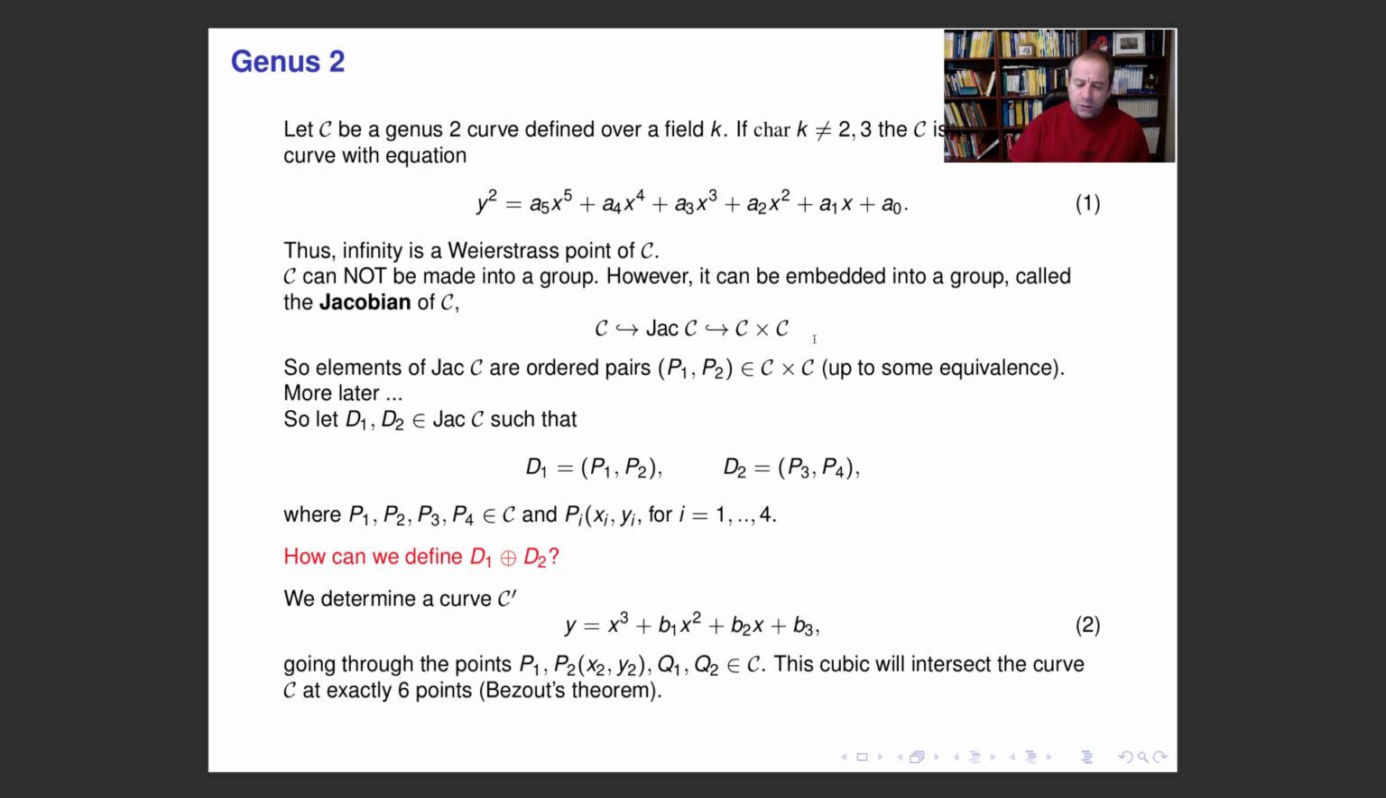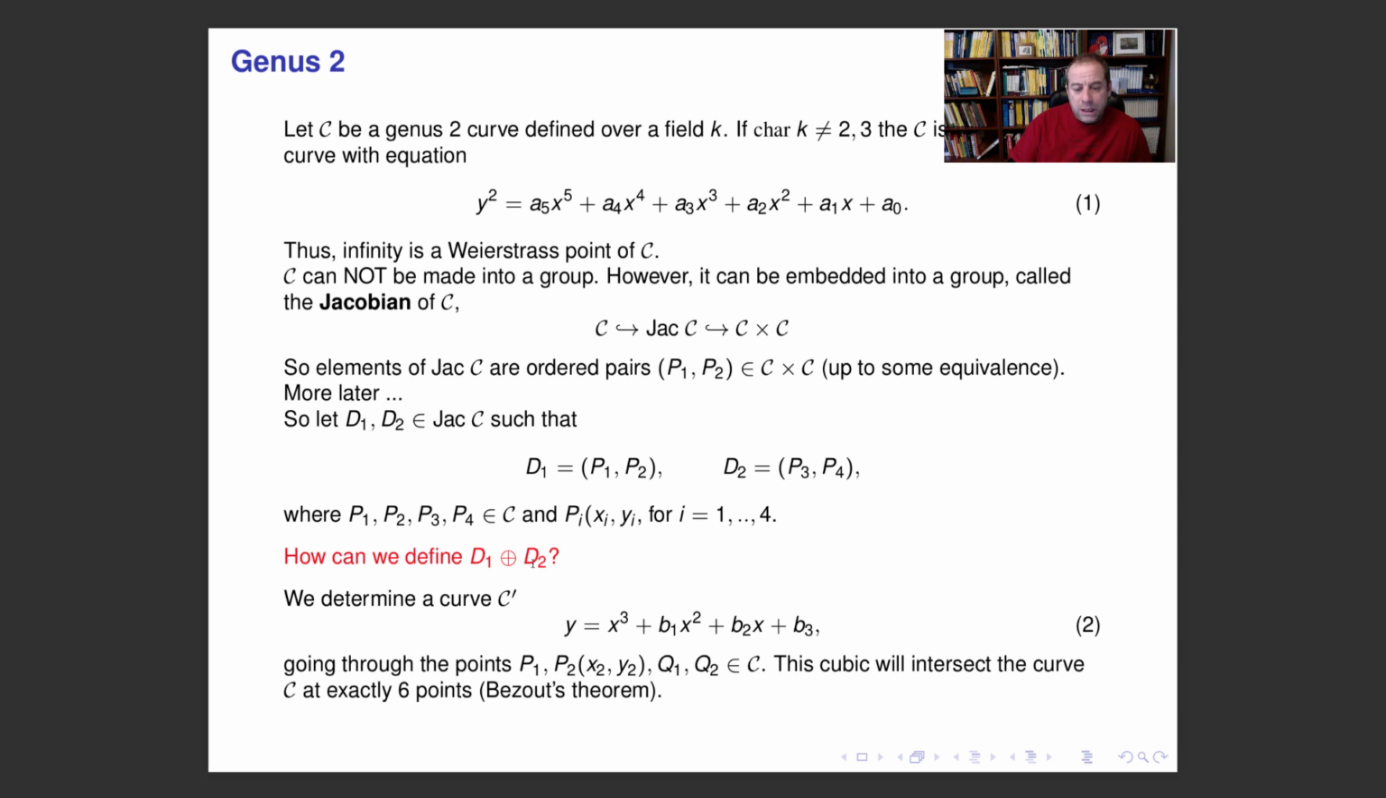But what does that mean? Points in the Jacobian are ordered pairs of points, or rather the equivalences of these ordered pairs. We call these elements in the Jacobian divisors. So the problem now becomes: I have two divisors, d1 and d2, in the Jacobian, both given with some representative of an ordered pair of points on the curve, and I want to learn how to add them.